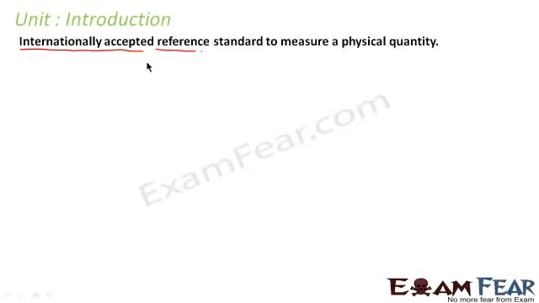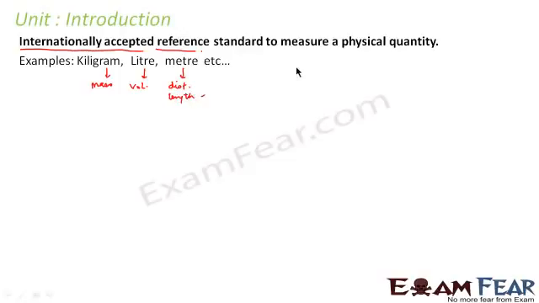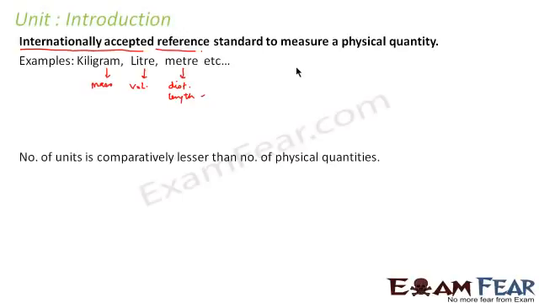So, similarly, we have many other units. For example, kilogram to measure mass of any substance, liter to measure volume of any substance, meter to measure distance or length of anything, and many other units like that. If we see, we find that the number of units is comparatively lesser than the number of physical quantities. Why is it so? Because there are many physical quantities which are represented by the same unit.